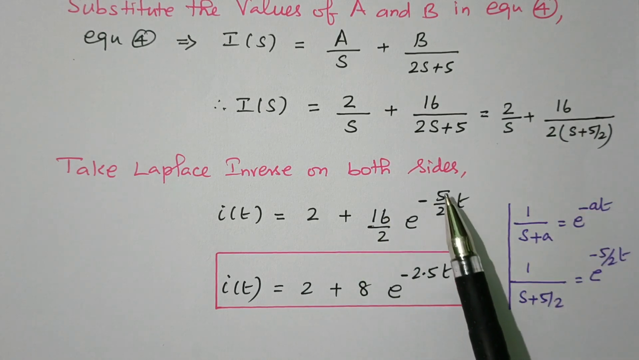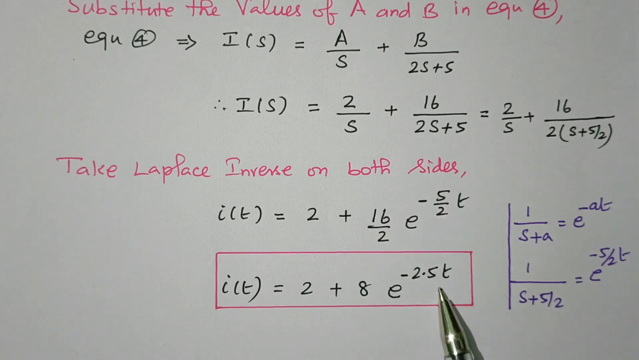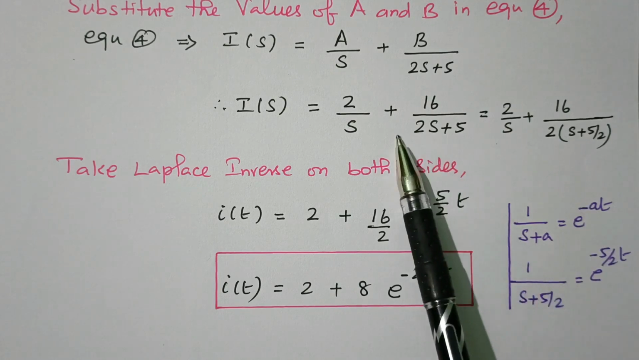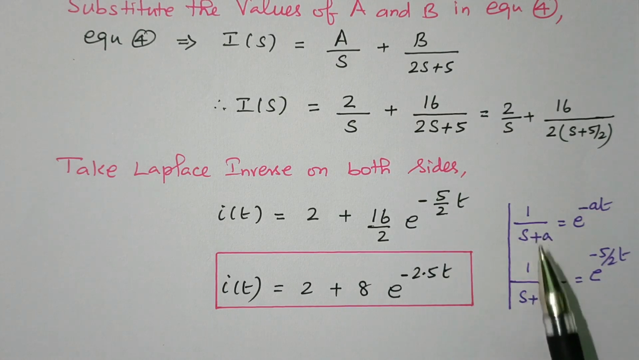E power minus 5 by 2 t is e power minus 2.5 t. So this is the final circuit current in terms of t: 2 plus 8 e power minus 2.5 t. In order to bring this term in s plus a form, we are taking this 2 outside. So by comparing these two, we can easily write this.